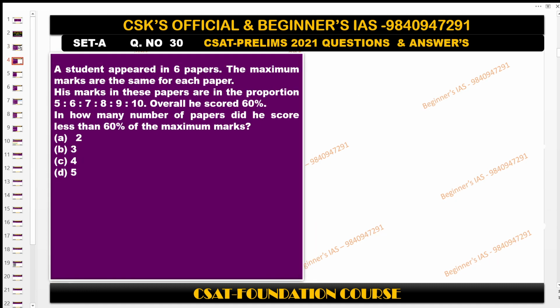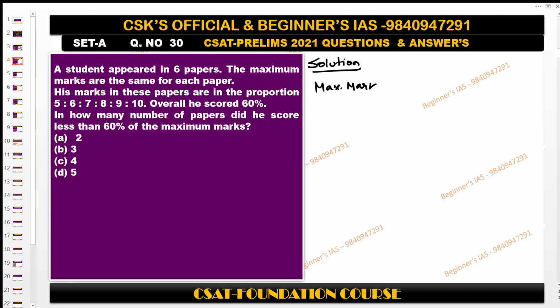So question number 30. This is also a very simple question. This kind of questions you can selectively pick. Picking up question 30 is not a difficult task in the examination. The preparation level is very important. The student appeared in 6 papers. The maximum marks are the same for each paper. So with the first statement itself, you are taking it as the maximum mark here.